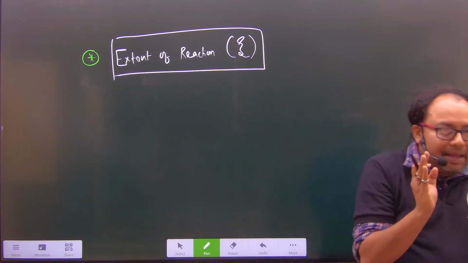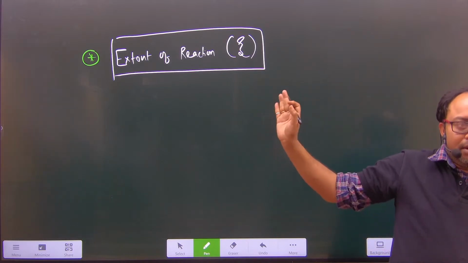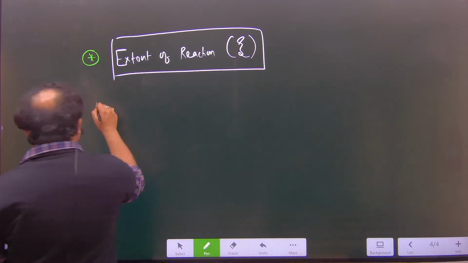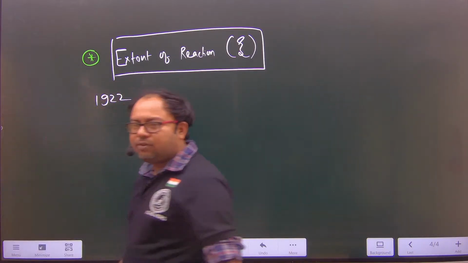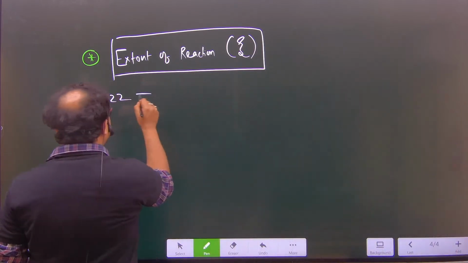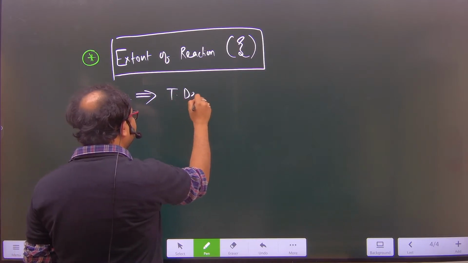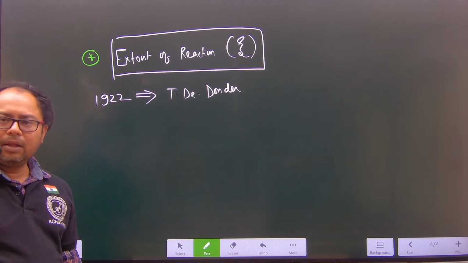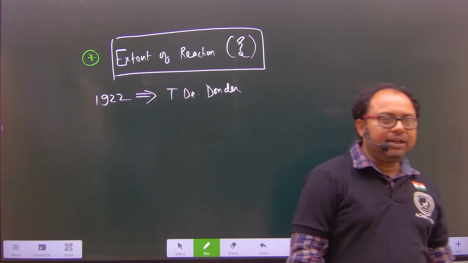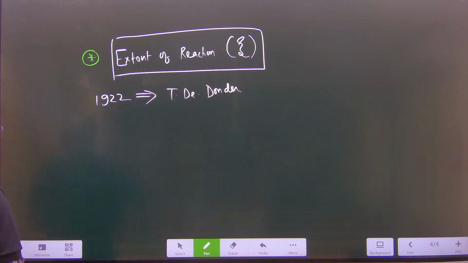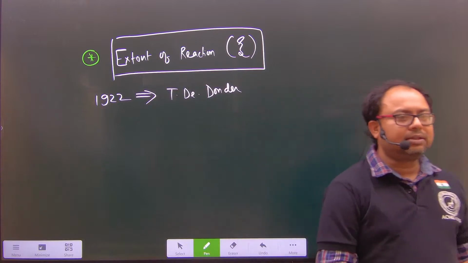Basically, this term was first coined in the year 1922 by the famous physical chemist T.D. Donder. So the concept of xi was introduced in the year 1922 by the famous physical chemist T.D. Donder. So let us discuss this concept now.